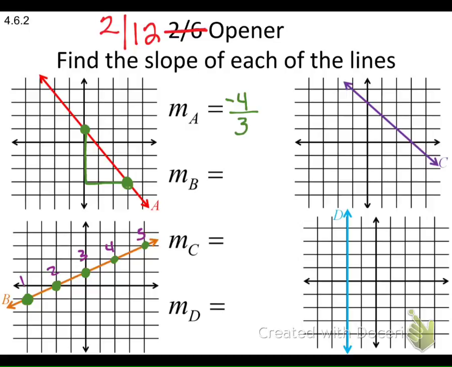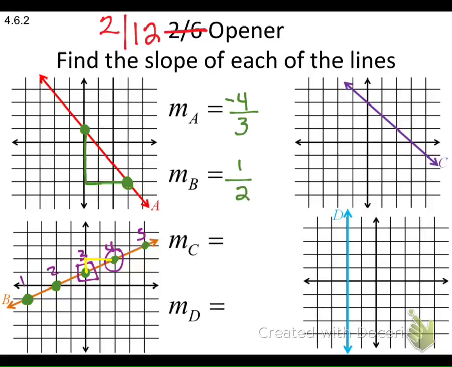3, 4. 3 and 4? That's fine. So if I'm going to use 3 and I'm going to use 4, am I going to start with the circle or the square? Square. Always start with the lattice point to the left. So I'm going to count from the square to the circle. So my rise, I'm going to count up or down? Up. So my rise is what? 1. And then my run is? 2. So what's the slope of line B? 1/2.